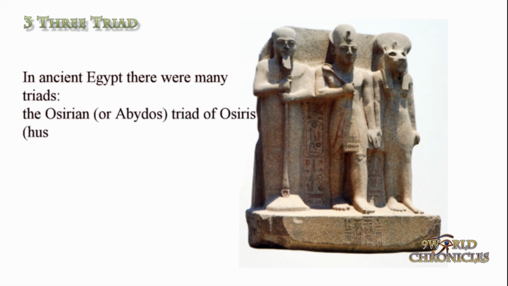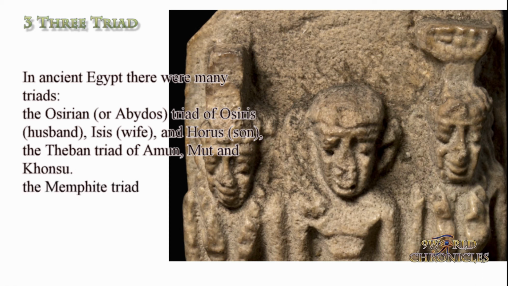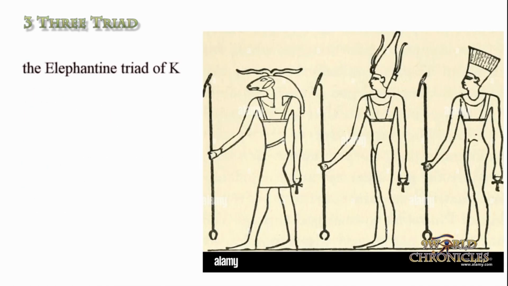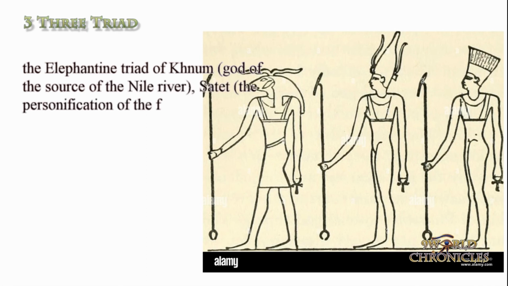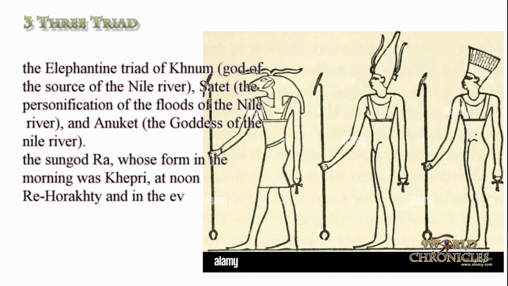There was the Osirian Triad with Osiris, Isis, and Horus; the Theban Triad of Amun, Mut, and Khonsu; the Memphite Triad of Ptah, Sekhmet, and Nefertem; the Elephantine Triad of Khnum, Satet, Anuket. The sun god Ra was represented in 3 forms as he moved across the sky. In the morning he was Khepri, at noon he was Re-Harakhty, and in the evening he was Ra-Atum.